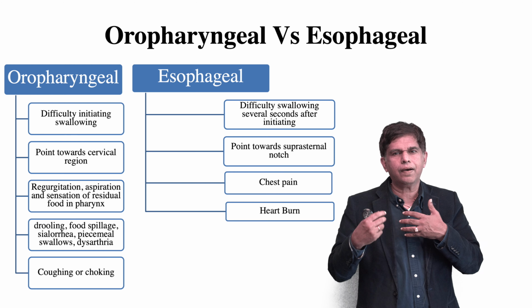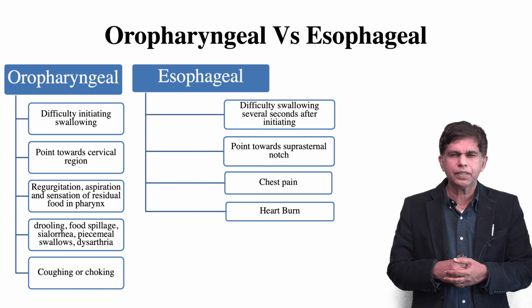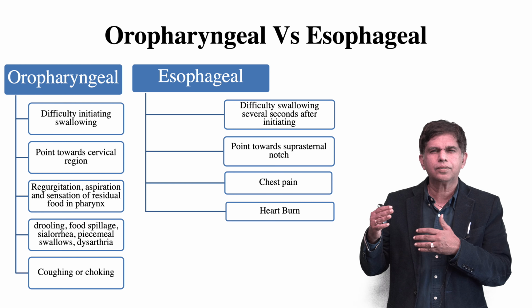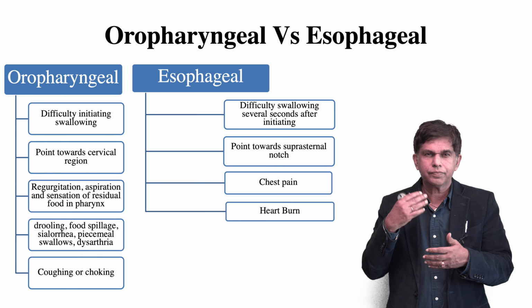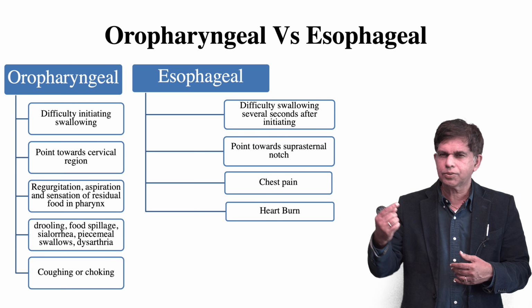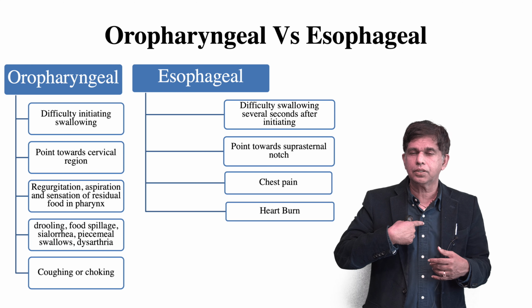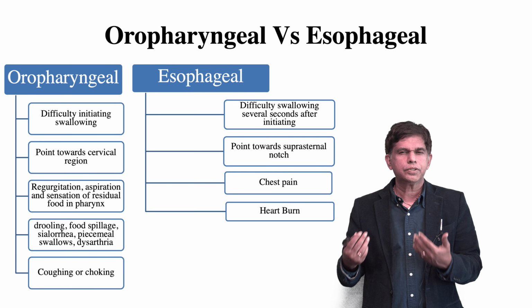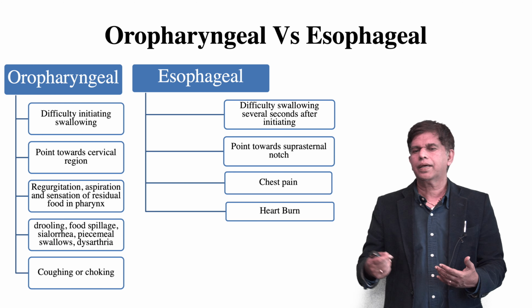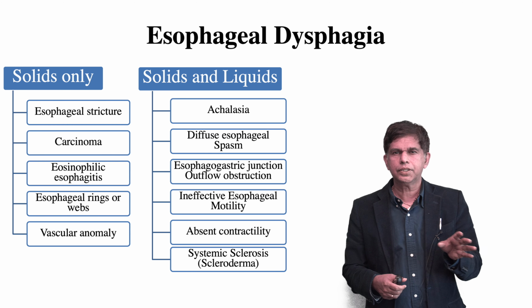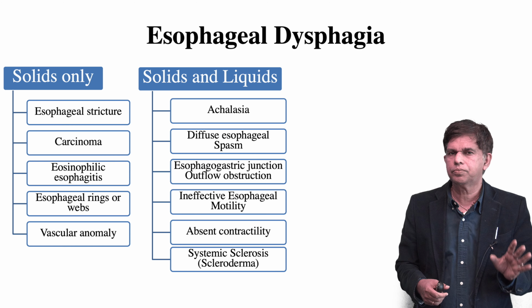Now let's look at esophageal dysphagia. Difficulty swallowing usually occurs around maybe 10-15 seconds after initiating the swallowing mechanism, okay? When you ask, people usually point towards the suprasternal notch or sternal area. There's food stuck in there, and they could have chest pain and heartburn, okay? So when you look at esophageal dysphagia, again, you have to put it into 2 broad categories.